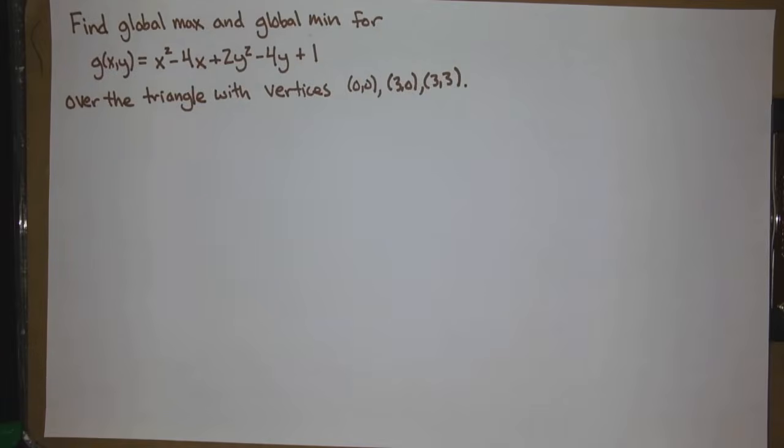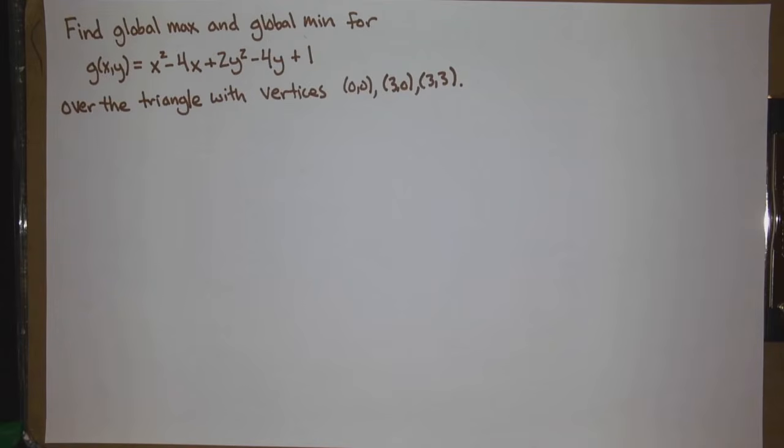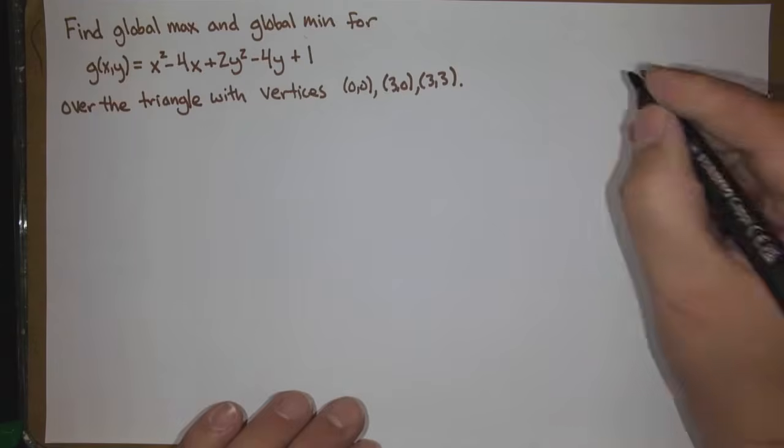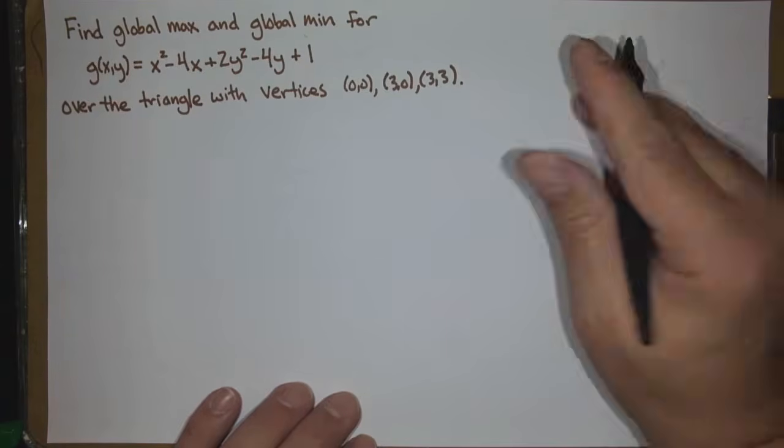Here we go. Find the global max and global min. By the way, global max and global min are the same thing as absolute max, absolute min. For the function g of xy is x squared minus 4x plus 2y squared minus 4y plus 1 over the triangle with vertices at 0, 0, 3, 0, and 3, 3. Since they didn't provide a picture, we'll make one for ourselves.